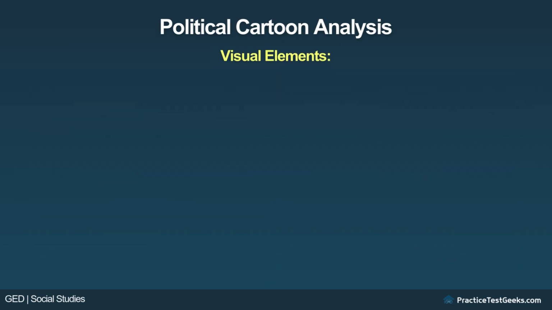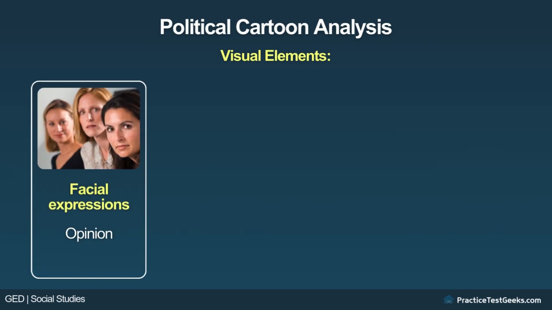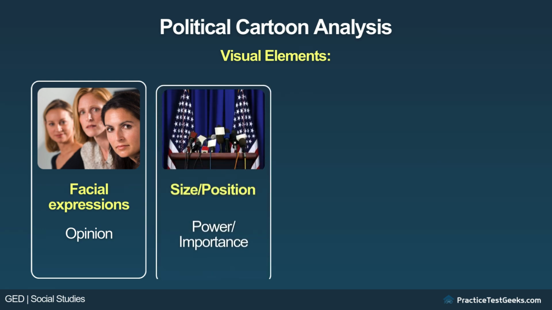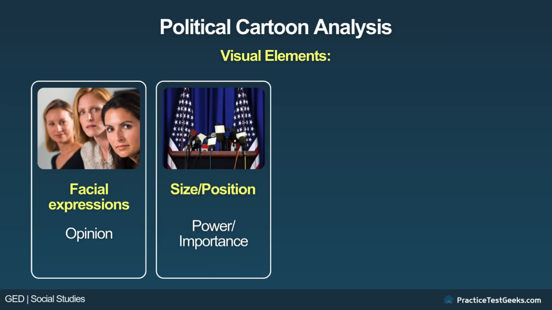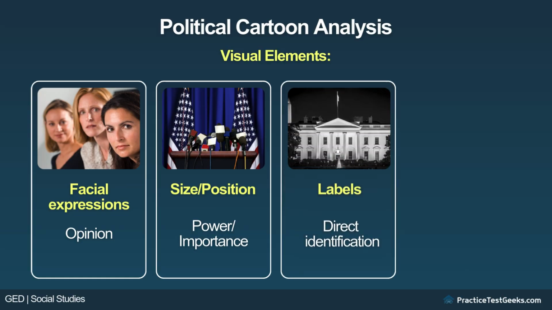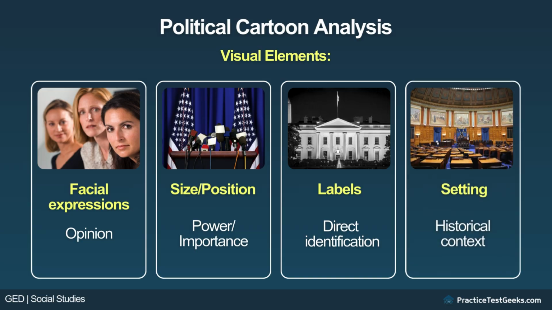Now let's review the visual elements that reveal meaning. Facial expressions show the cartoonist's opinion, whether characters appear angry, worried, or confident. Size and position indicate power and importance. Larger figures usually represent more influence or significance. Labels provide direct identification of people, places, or concepts. Setting gives historical context about when and where events are taking place.